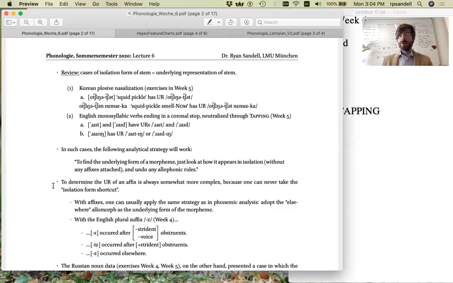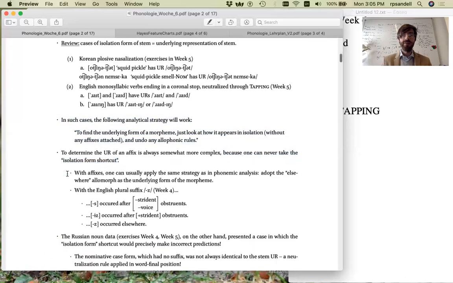And precisely when we see allomorphy involving affixes, suffixes, prefixes, infixes, and so on, it's always going to be more complex because affixes themselves are, of course, bound morphemes. They aren't free morphemes like nouns or verbs, for instance. That isolation form shortcut, which we've just discussed here, will never work for affixes.